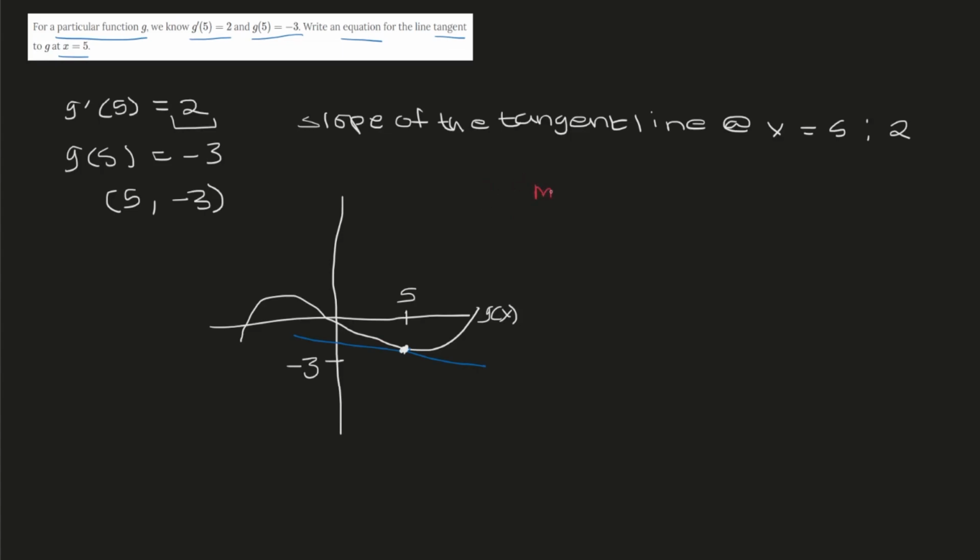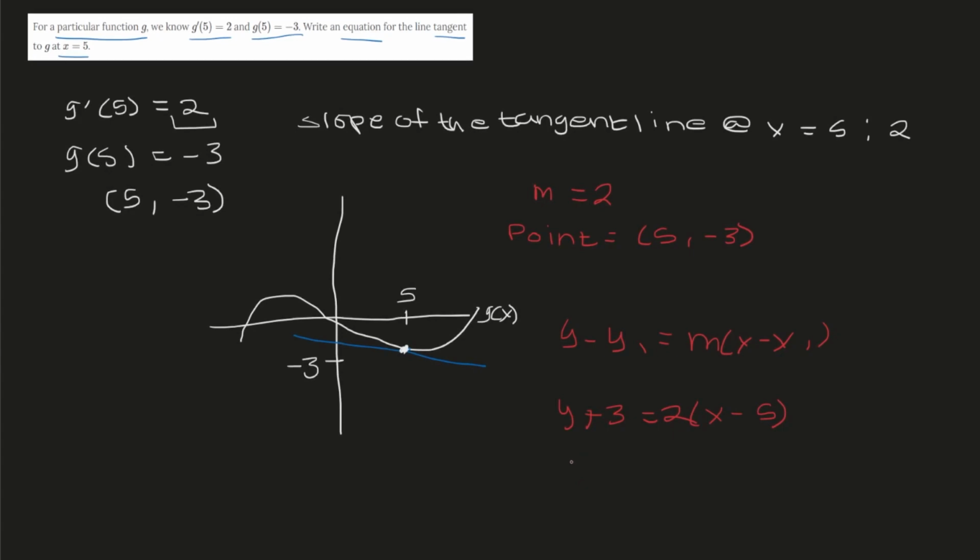So we know that m equals 2, and we have a point on that tangent line, which is 5 comma negative 3. With this information, we can write a formula for the tangent line using point-slope form, which is y minus y1 equals m times x minus x1, back from algebra. So y minus negative 3, so that's plus 3, equals the slope, we know that to be 2, times x minus 5.